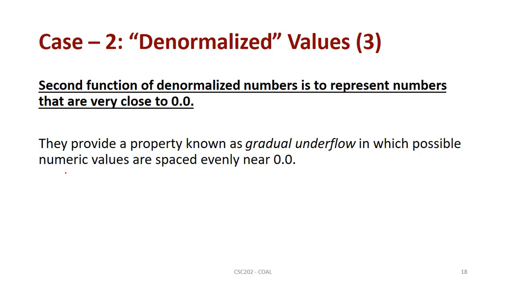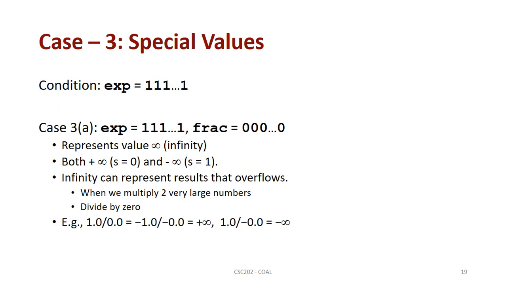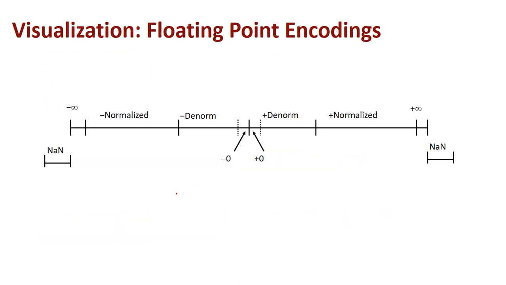Similarly, in the denormalized form, as I mentioned earlier, one reason to use it is to encode 0, and the second is that if the fractional part is not all zeros, we can have a number which is very close to 0. They provide a property known as gradual underflow, in which possible numeric values are spaced evenly near 0. I think I have added a number line at the end, so we can have some discussion about it, like equi-spacing.